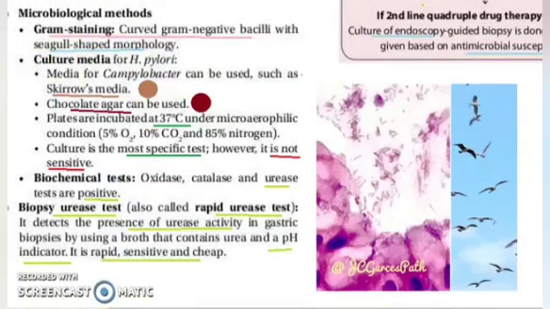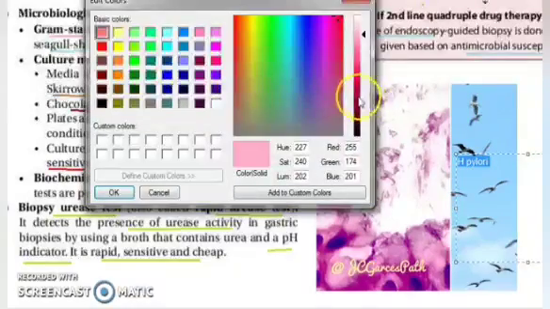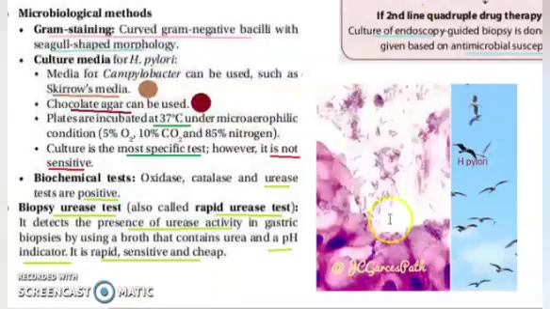Fine? So, you will see gram negative, that's why it's pink, and seagull shaped morphology. So, where will you see seagull shaped morphology? H. pylori. Fine. In H. pylori, you will see seagull-shaped morphology. Okay.